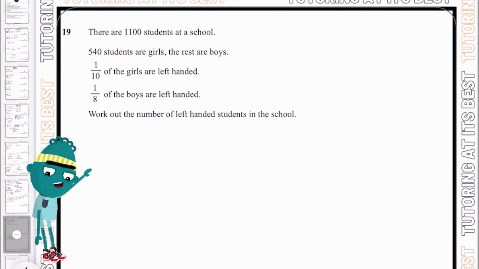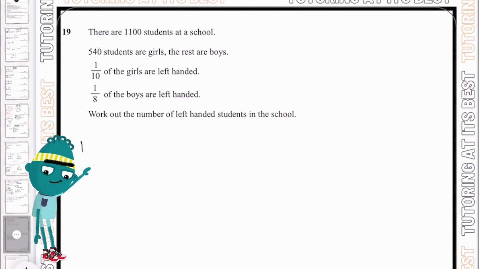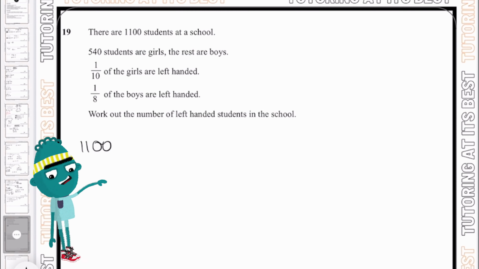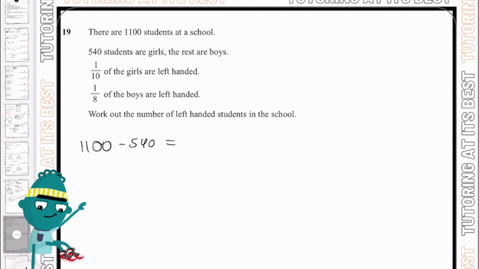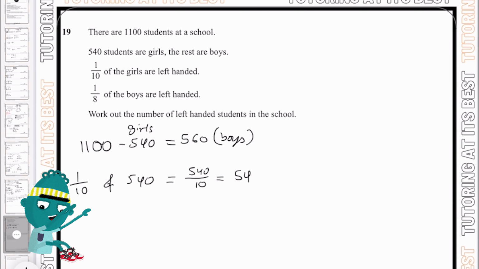Okay, question 19. There are 1,100 students at a school, and 540 students are girls. So straight away, I'm going to subtract this, which now will give me 560, and that's going to be boys. It then states that 1/10 of the girls are left-handed. So we know that 540 are girls. So 1/10 of 540. Once again, we have 540 divided by 10 gives us 54. We can then times it by 1, and we know that's 54.